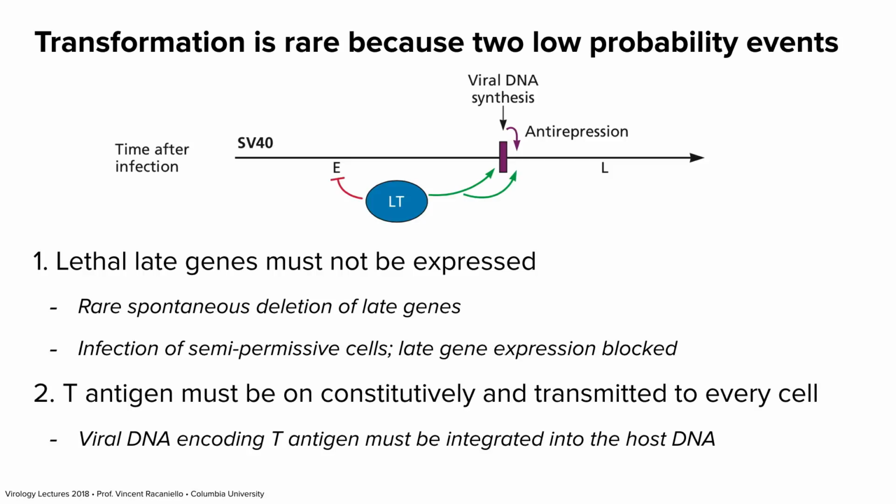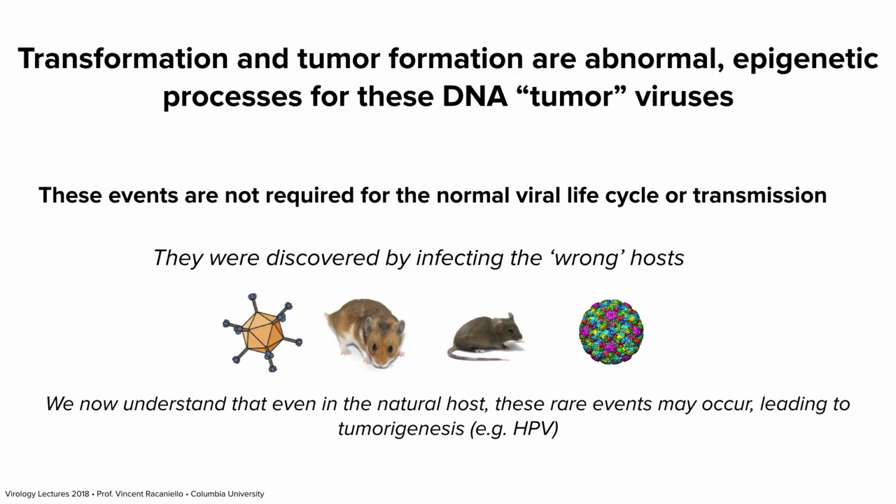That's why a monkey virus infecting a hamster, where it's non-permissive, can lead to transformation. And secondly, T antigen has to be on all the time, and it's got to be transmitted to every new cell that's produced, which means it has to be integrated into the host cell DNA. So these are two rare events: getting rid of late gene production, and integration into the genome. That's why transformation is so rare when we do these infections of the wrong cells with various viruses.